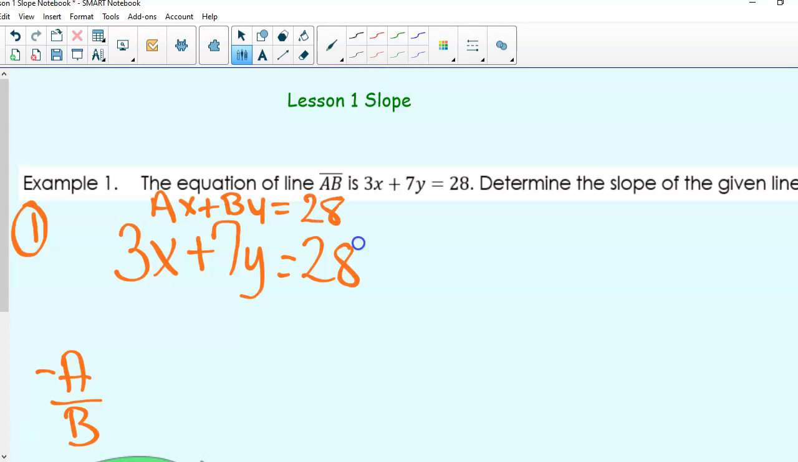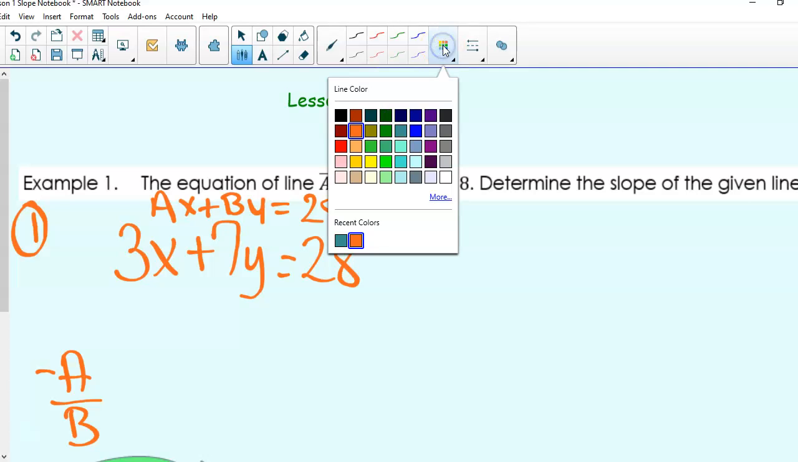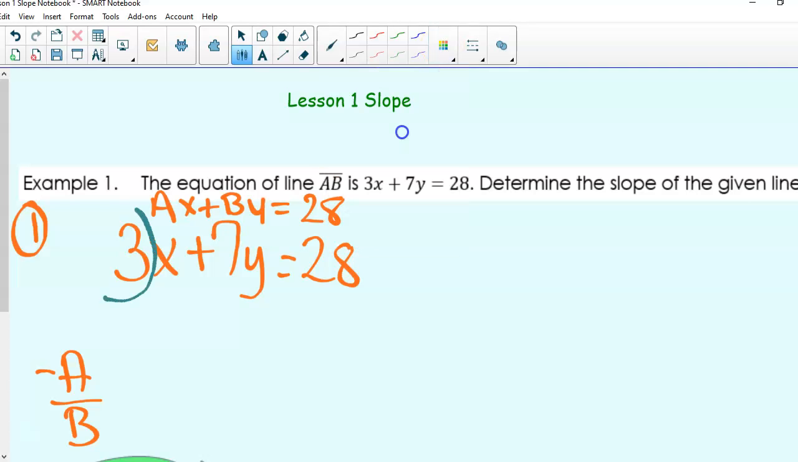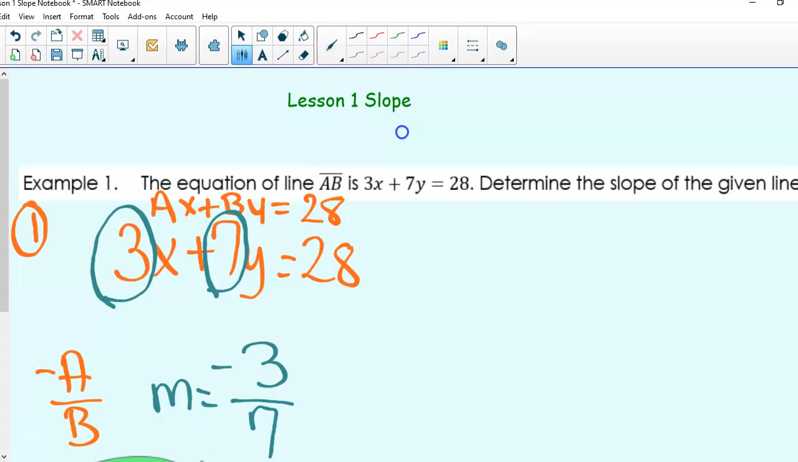So we're going to take our number that's in front of our x, I'm going to circle it. That is my a value, so I'm going to plug that in down here for a. So my slope is equal to 3, but in front of that we have a negative, over b, which is 7. So the slope of this line is negative 3/7. I'm going to leave it as a fraction. Please don't change that to a decimal.